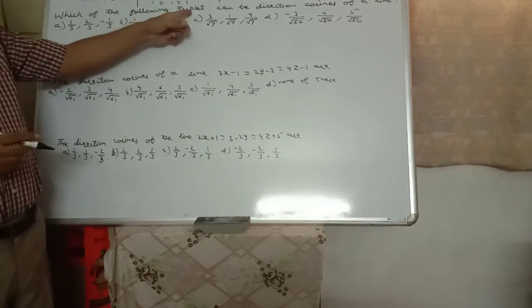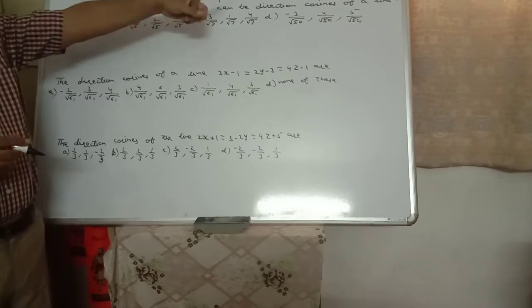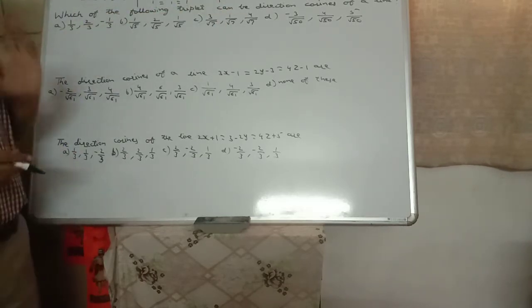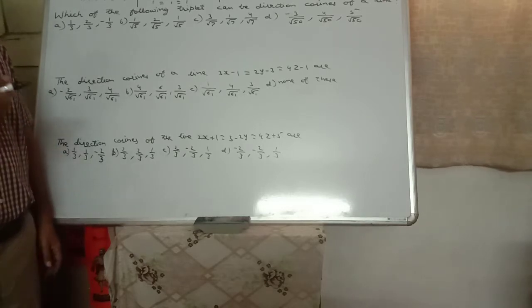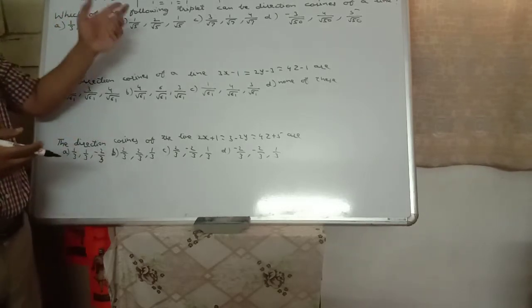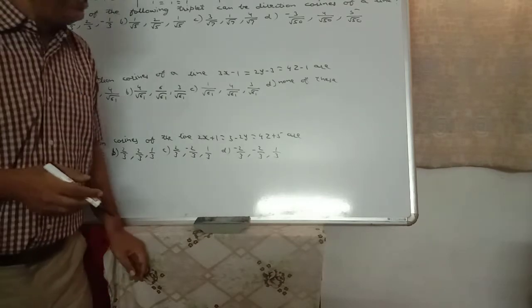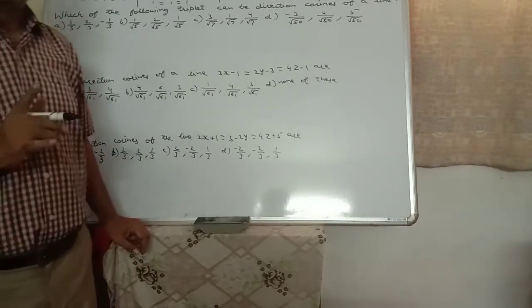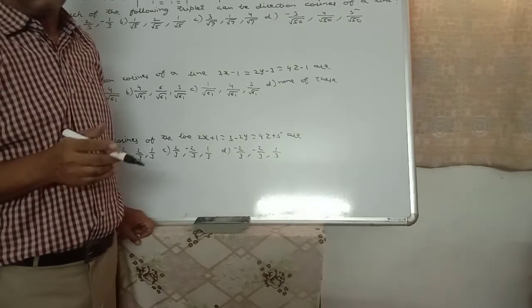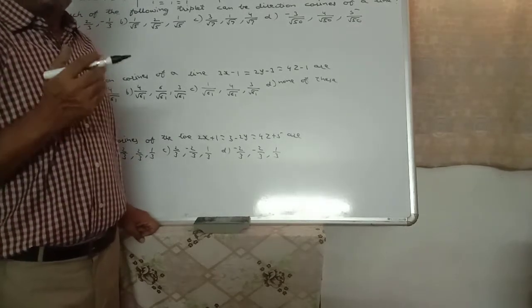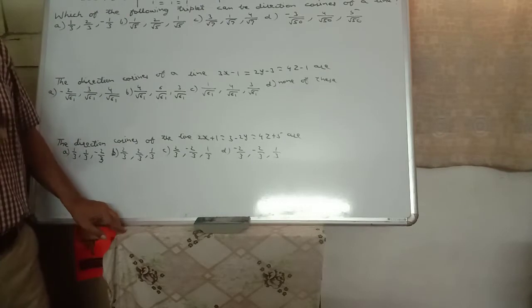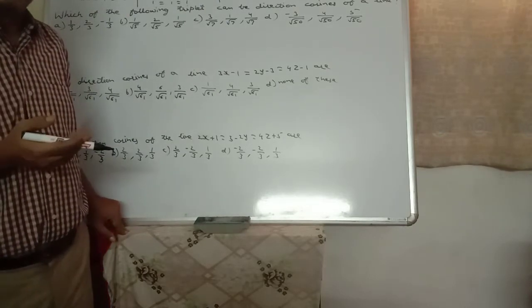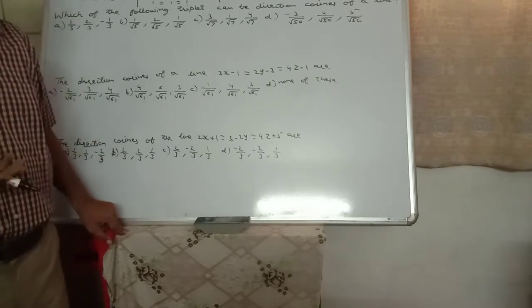Which of the following triplets can be direction cosines of a line? In each option, 3 numbers are given, a triplet of 3 numbers. And we have to verify which triplet can be direction cosines of a line. Now, direction cosines of a line satisfy a condition: the sum of squares of direction cosines of a line is equal to 1.